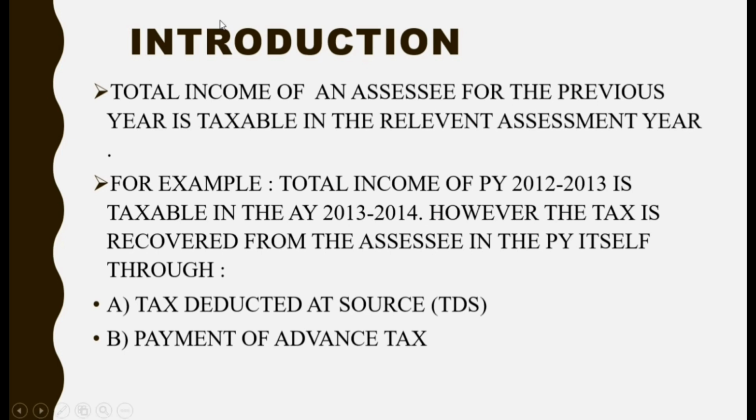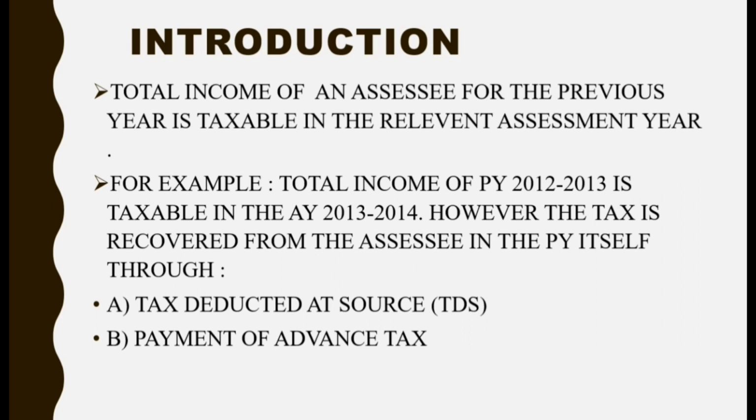Okay, here it says assessment year. Assessment year means the year following the year in which your income is assessed. That is usually 1st April to 31st March every year. For example, the total income of the previous year, PY, 2012-13, is taxable in the assessment year, AY, 2013-14. So it's clear that the previous year's income is assessed in the next year.